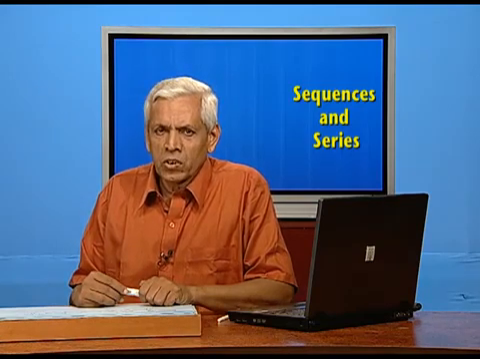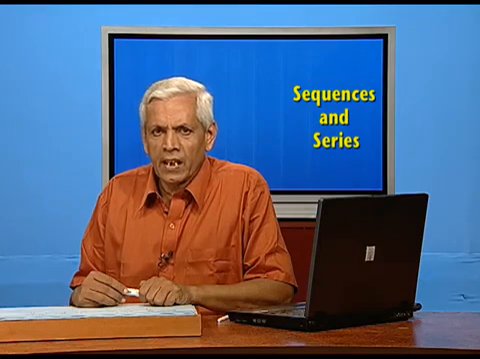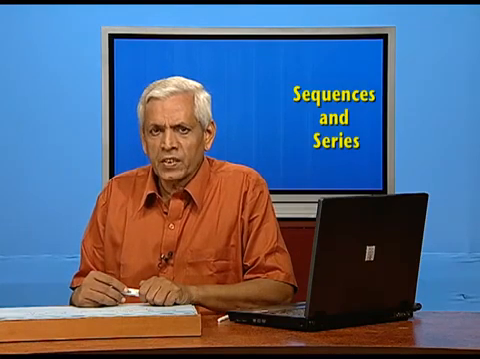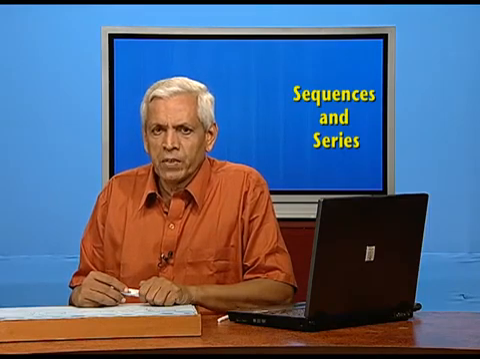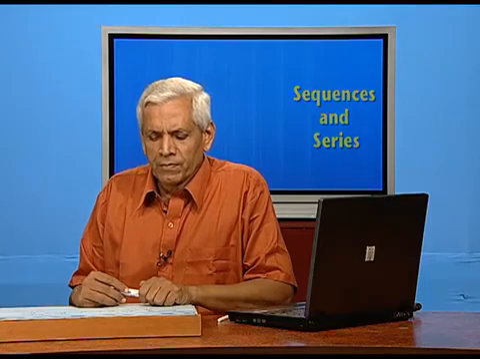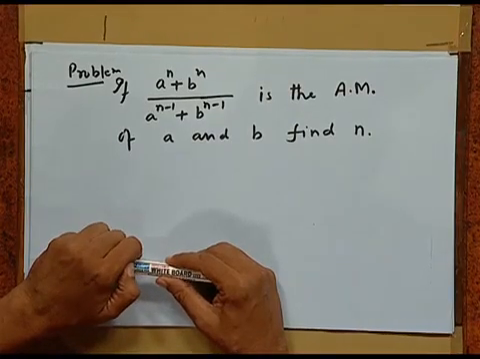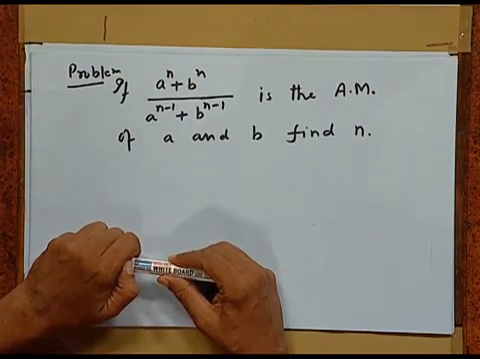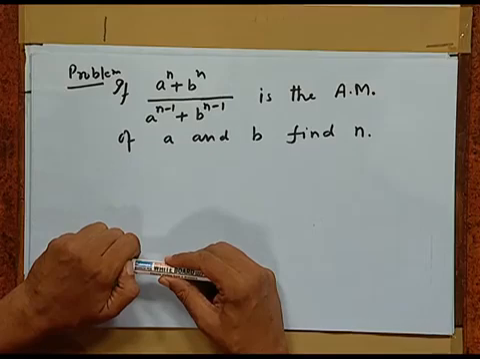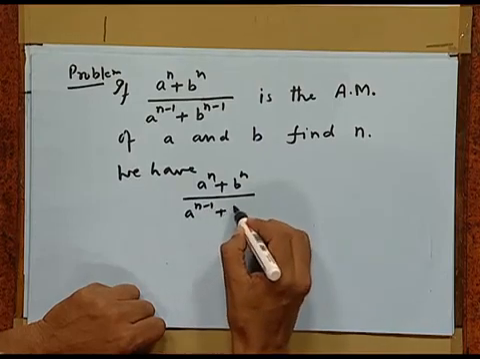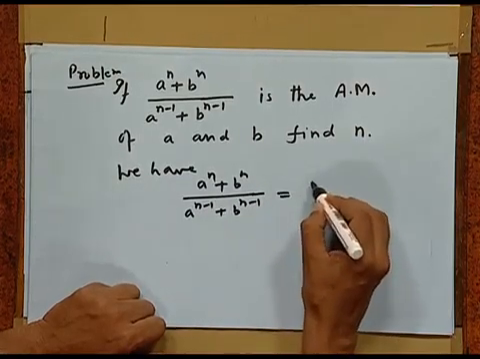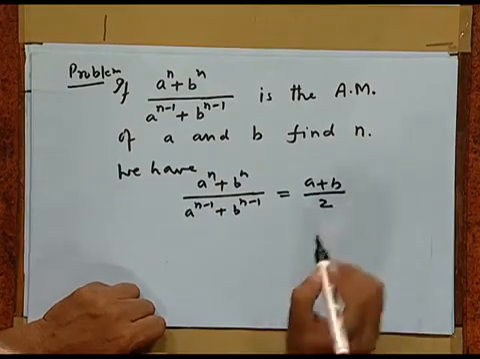The AM of two numbers is simply the average of these two. For instance, if A and B are two numbers, their arithmetic mean is (A plus B) by 2. Now, here is a problem. If (A raised to power n plus B raised to power n) upon (A raised to n minus 1 plus B raised to n minus 1) is the AM of A and B, find n. So, we have (A^n plus B^n) upon (A^(n-1) plus B^(n-1)) is equal to (A plus B) by 2.